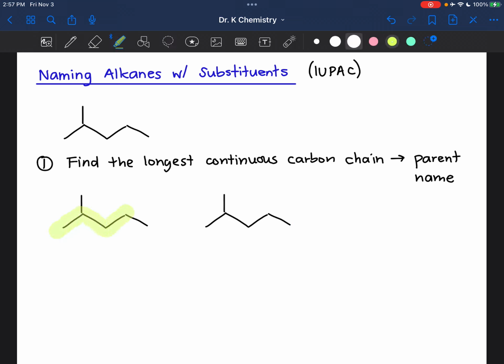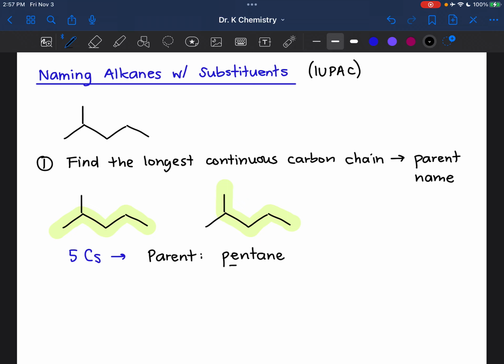I could go directly across, in which case I see that there are 5 carbons in that chain, or I could start up top and continue down to the right, and there are still 5 carbons in the chain. So in this scenario, it really doesn't matter which option I choose. The longest continuous chain will be 5 carbons long, which means that the parent in this case is pentane. Pent tells me that there are 5 carbons in the molecule, and ane tells me that it's an alkane because all of these carbons and hydrogens, everything has single bonds.